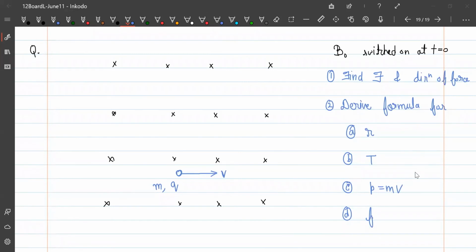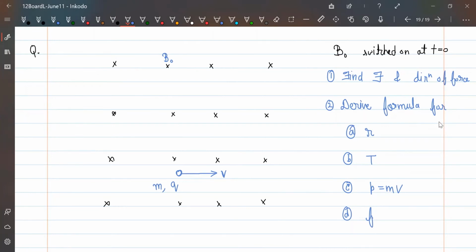Students who have joined late, we are solving problems again. There is a uniform magnetic field directed into the plane of the paper. I have a charged particle of mass m and charge q, moving with speed v. At t = 0, I switch on this magnetic field. You have to find the force and the direction of the force.